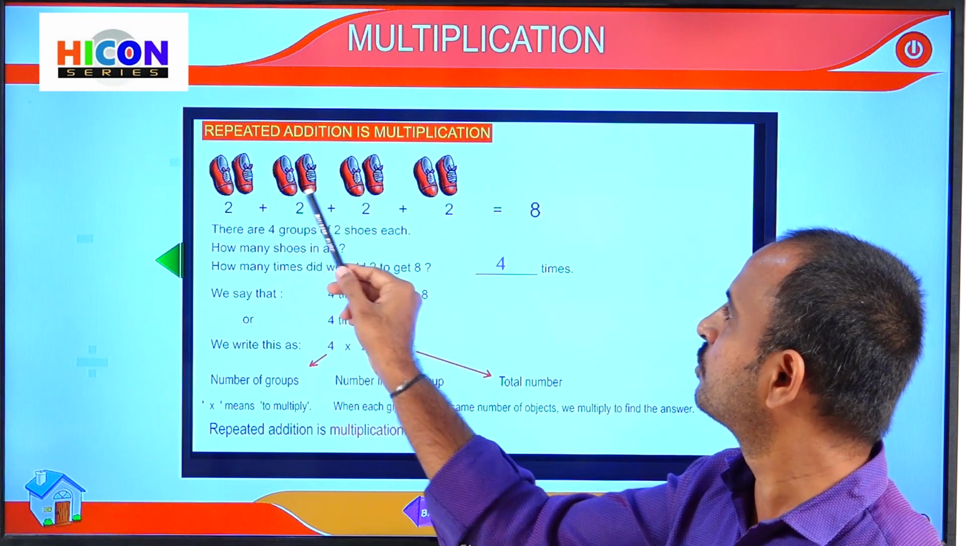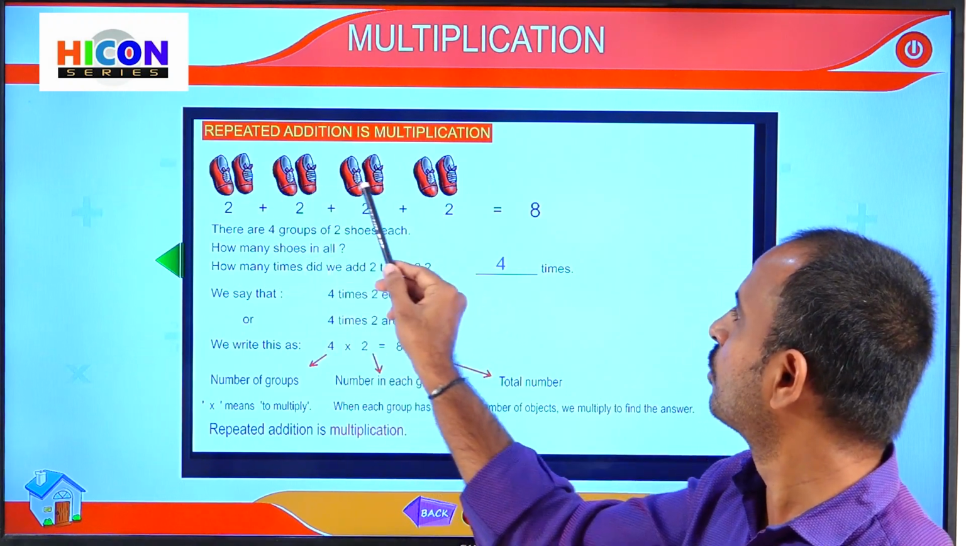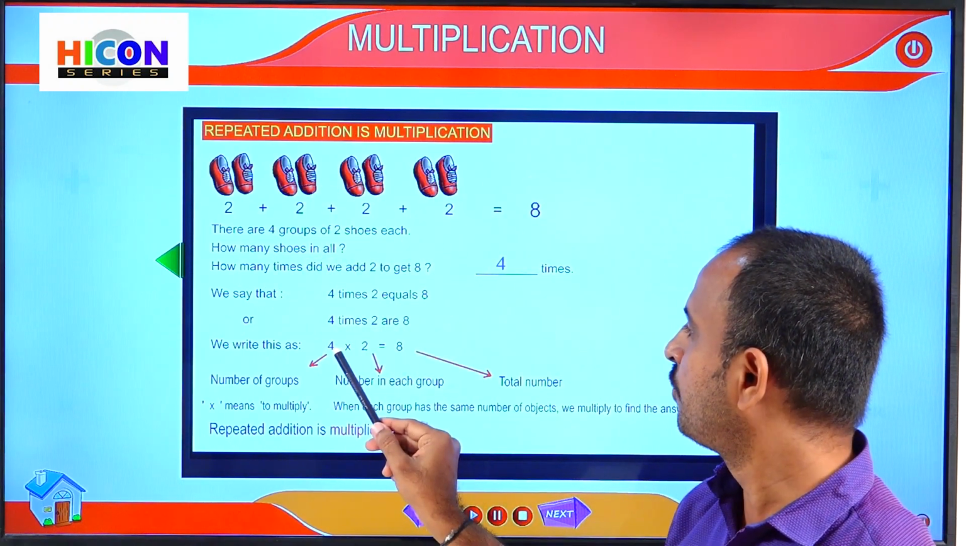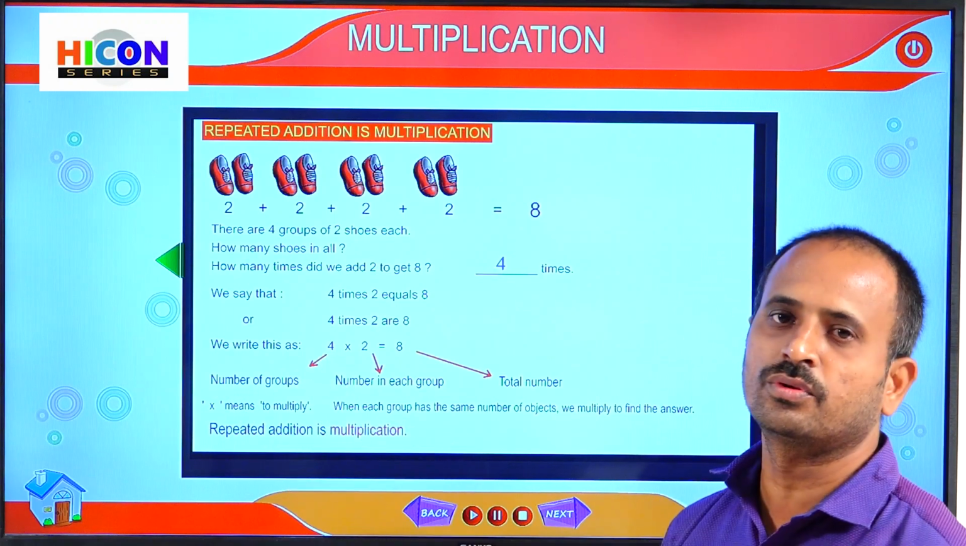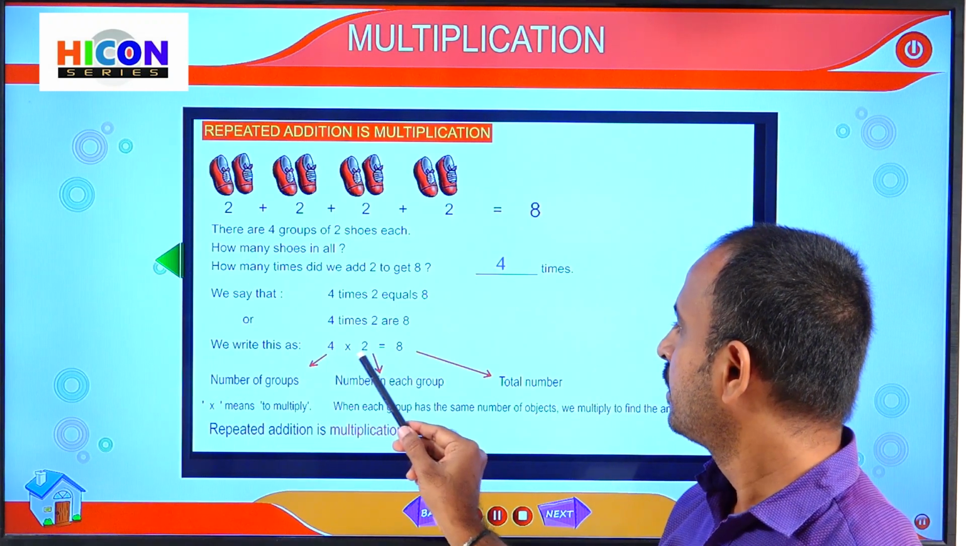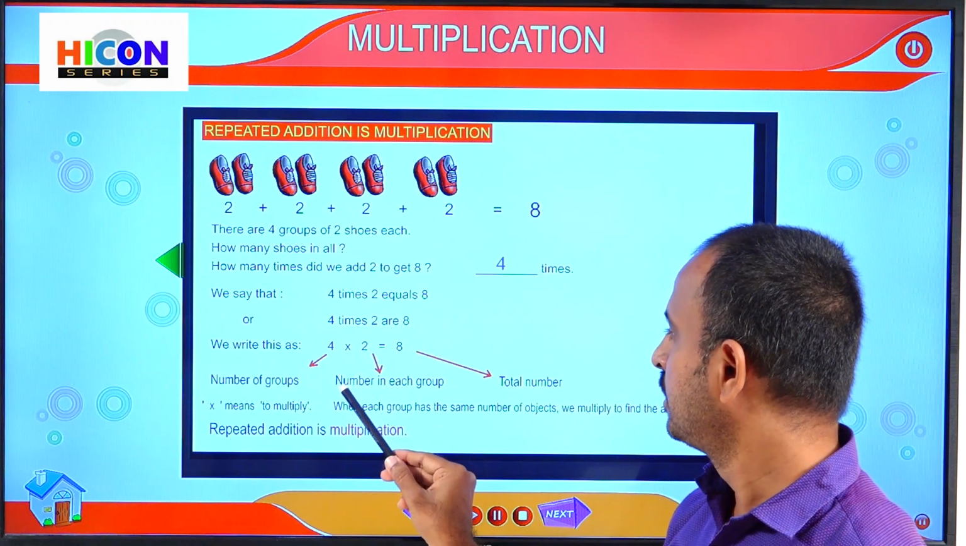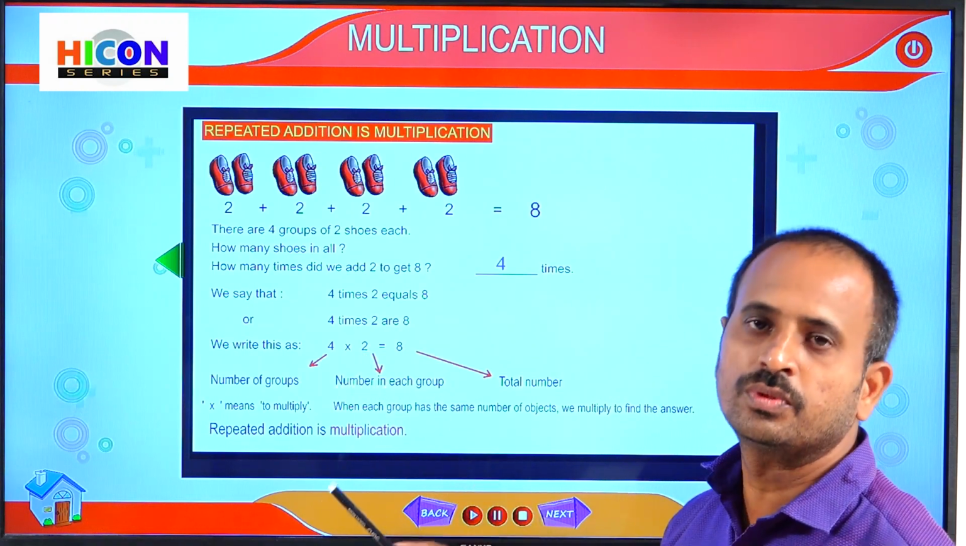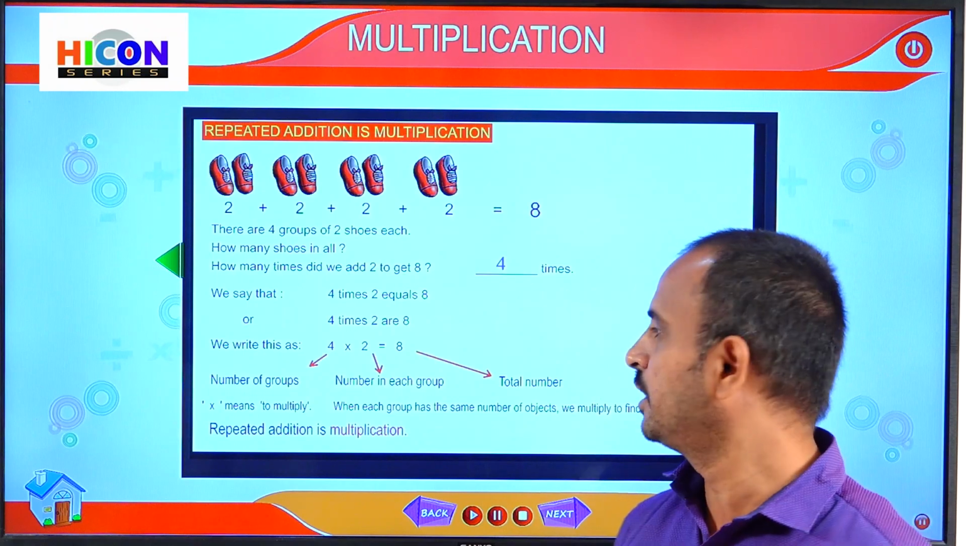How many groups of shoes are there? Total 4 groups of shoes are there. So 4 represents the number of groups. And here the second number, 2, represents the number in each group. That means the number of objects in each group.